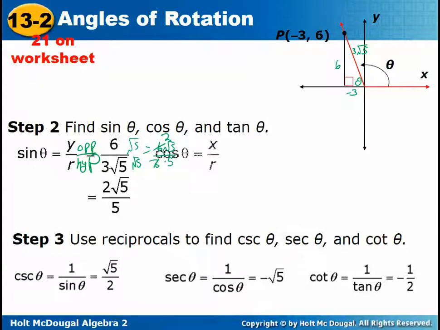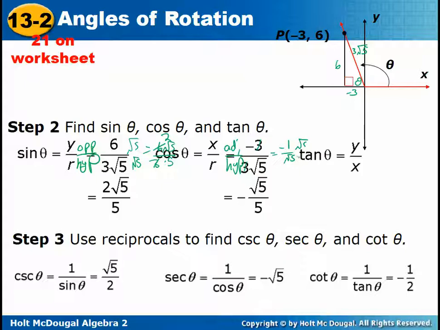And then we do the cosine, which is going to be the adjacent side over the hypotenuse. So negative 3 over 3 square root of 5. That simplifies to negative 1 over the square root of 5, which is the same as the square root of 5 over 5. And then the tangent is equal to the opposite over the adjacent. So this one won't have a square root in it. It'll just be negative 2. Negative 6 over, or 6 over negative 3 is just negative 2.